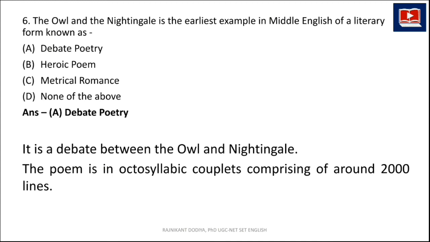It is written in octosyllabic couplets comprising around 2000 lines. Yes, it has around 2000 lines in this poem. So The Owl and the Nightingale is a debate poem, and it is a debate between two different birds.